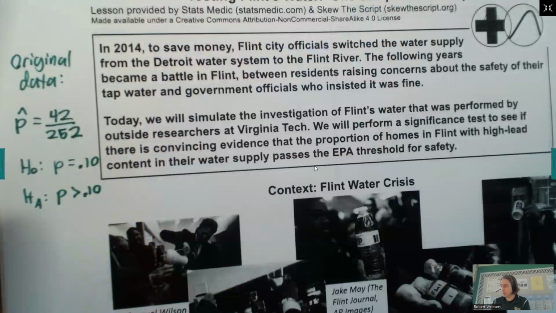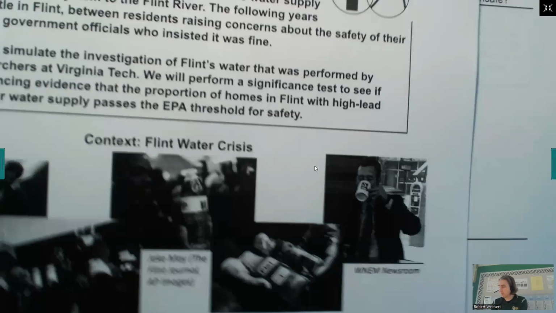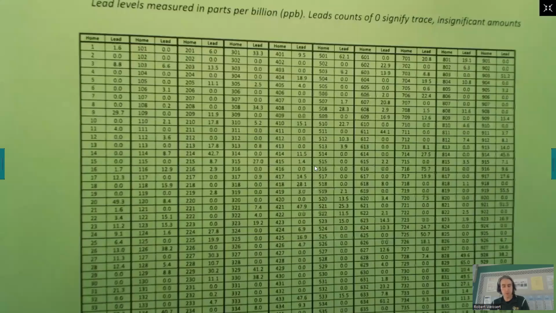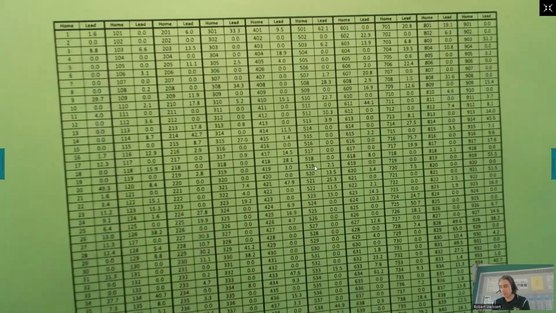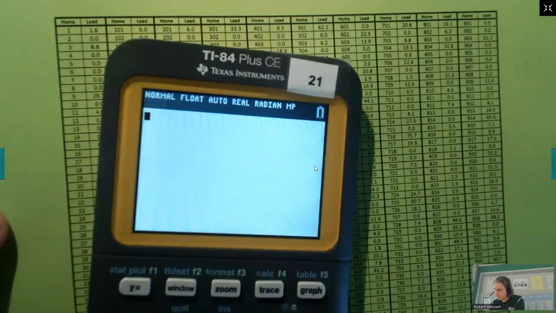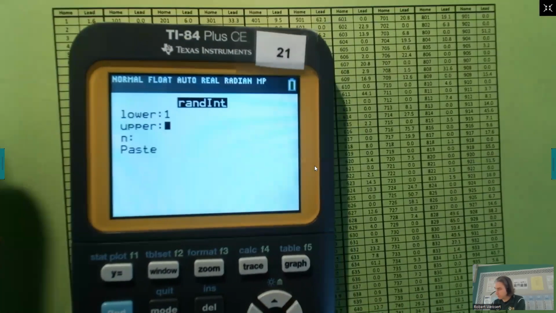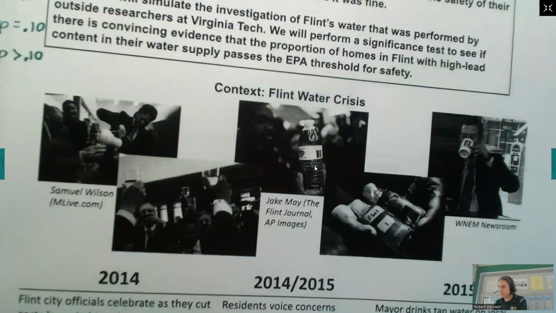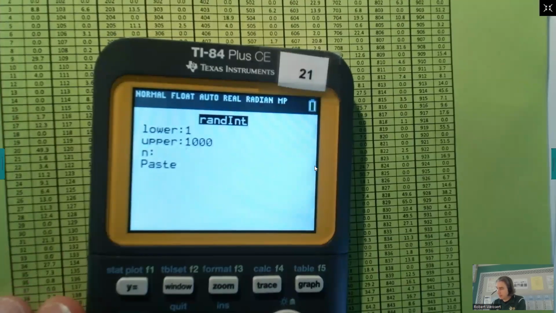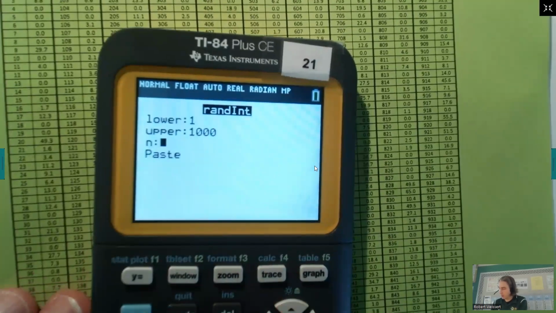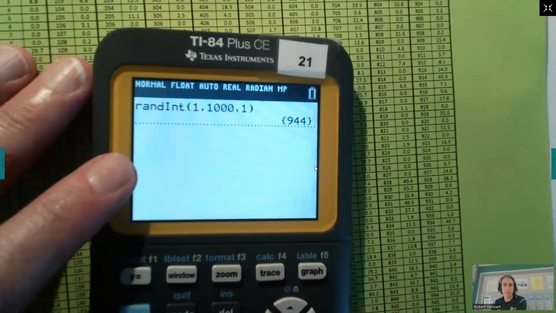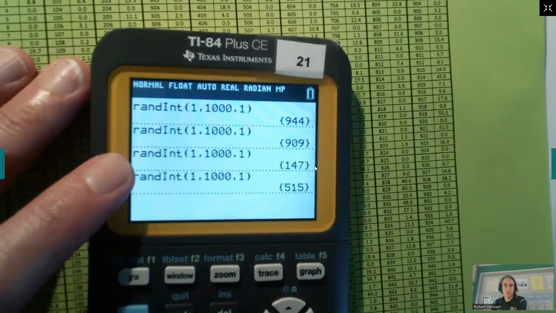Now, what we're going to do with our sample is randomly pick some numbers from the household data. In class, I had you pick 5 samples apiece and we combined our data, and we might have had 80 or 70, depending on how many people were in class. But let's say I only did 5 numbers. If I did a random sample of 5, I would go to math, go to prob, randInt, and let's say I make my lower bound 1. I have 1,000 households on this page, so I'm going to go to 1,000. I could click 5 and have all 5 go, but I'm just going to do one at a time, and I'll press enter. 944, 909, 147, 515, and 406.